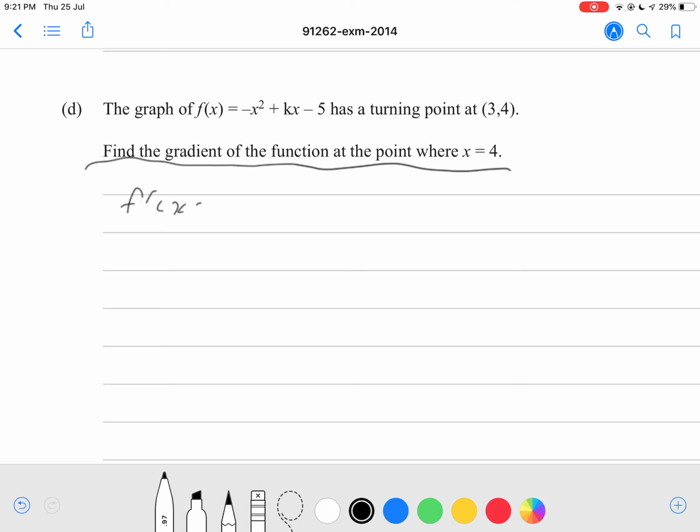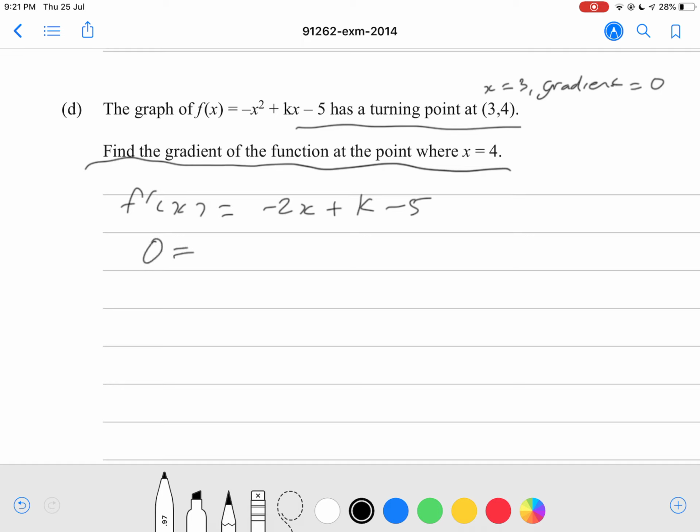So f dash of x equals negative 2x plus k minus 5. Alright, so the first thing we've got to do is find what our k value is. That's really easy because it says there's a turning point at 3, 4. So when x equals 3, our gradient equals 0 because it's a turning point, and at a turning point the gradient is 0. So we simply substitute x equals 3 and gradient equals 0, and we can figure out what our k value is.